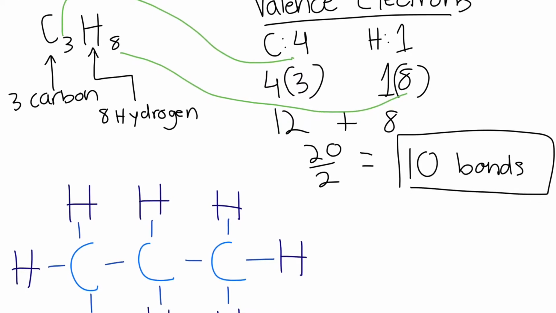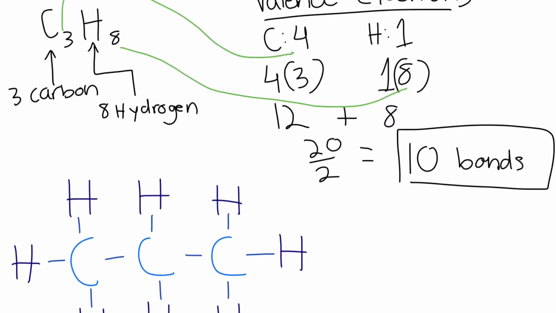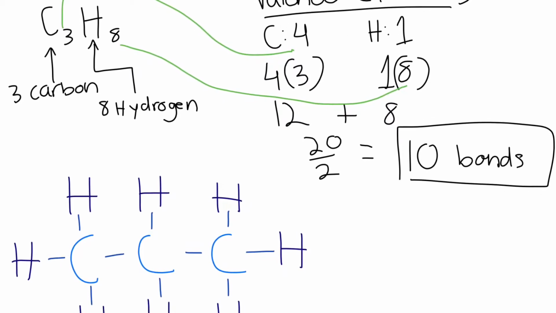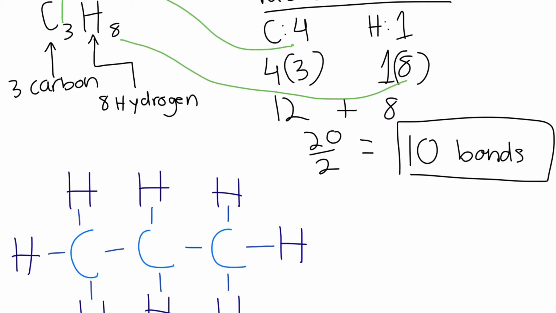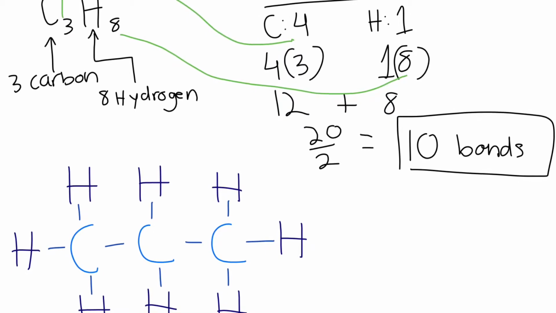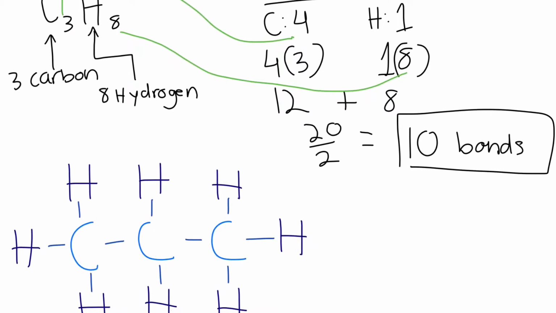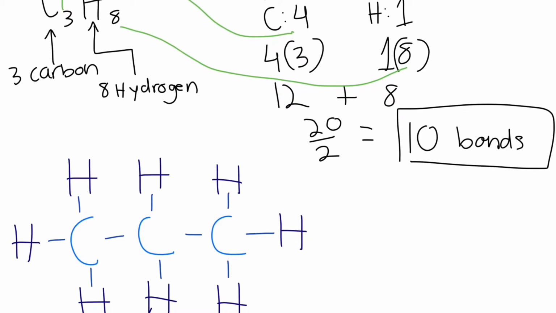Then divide 20 by 2, which gives you the amount of bonds that there should be in the Lewis structure of C3H8. Each of the lines represents a shared bond between the atoms. Carbon can pair with either another carbon or a hydrogen atom. Hydrogen shares its only valence electron with carbon, and carbon shares one of its 4 valence electrons with hydrogen.